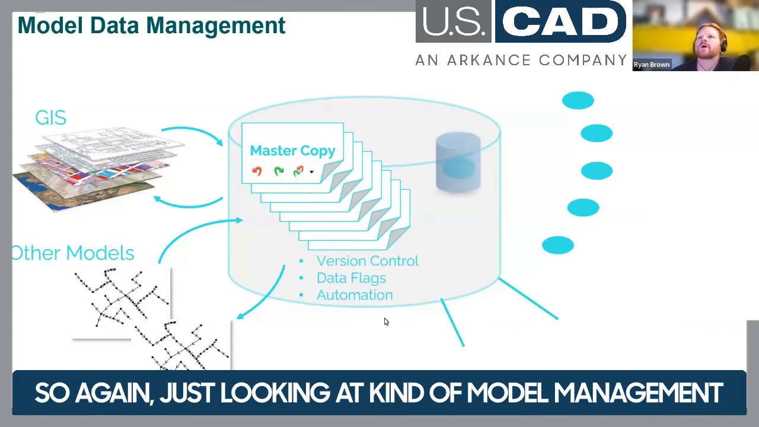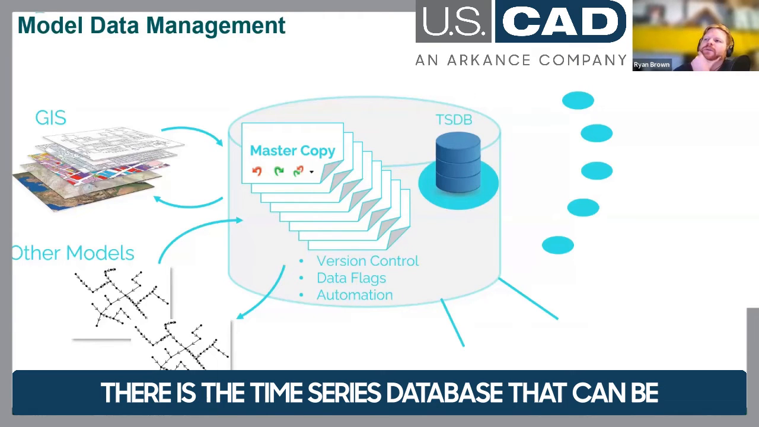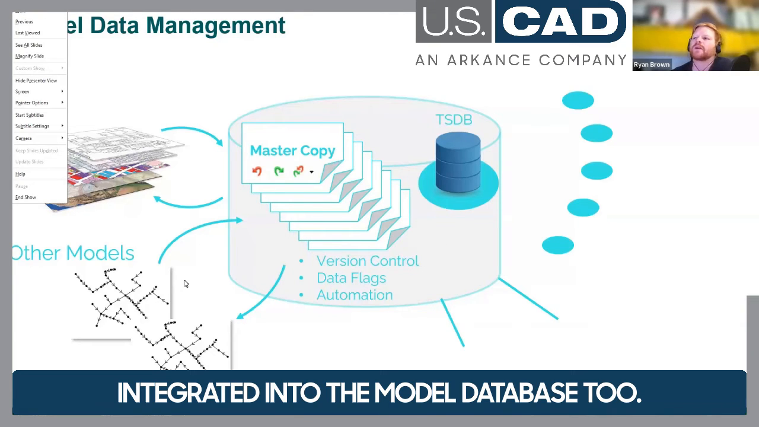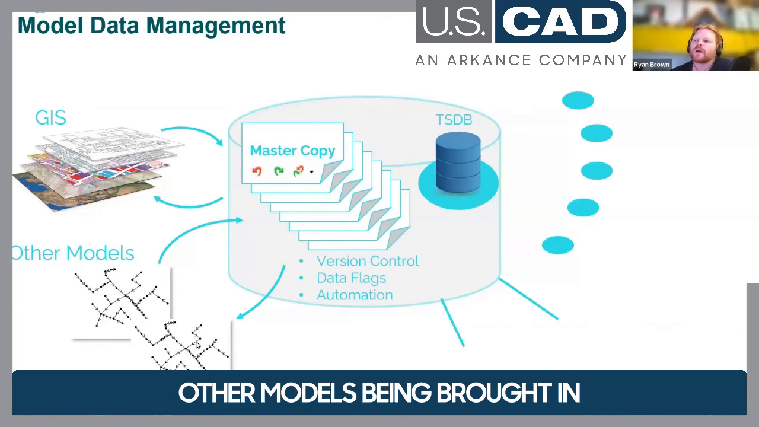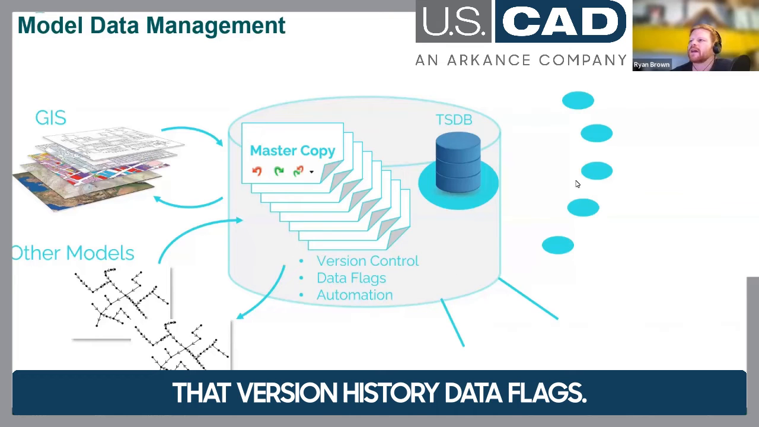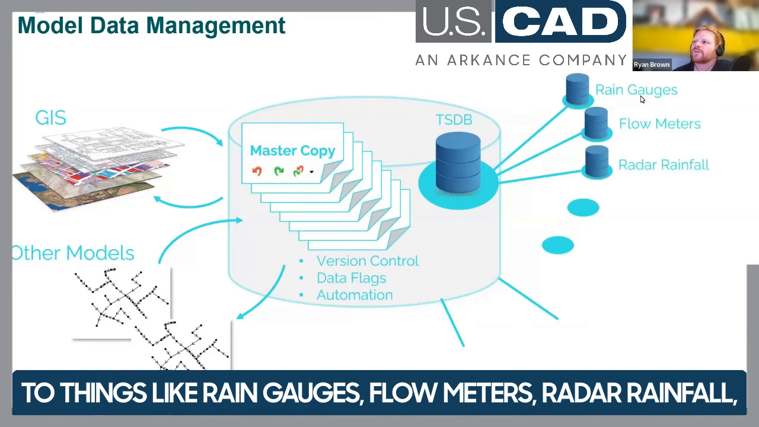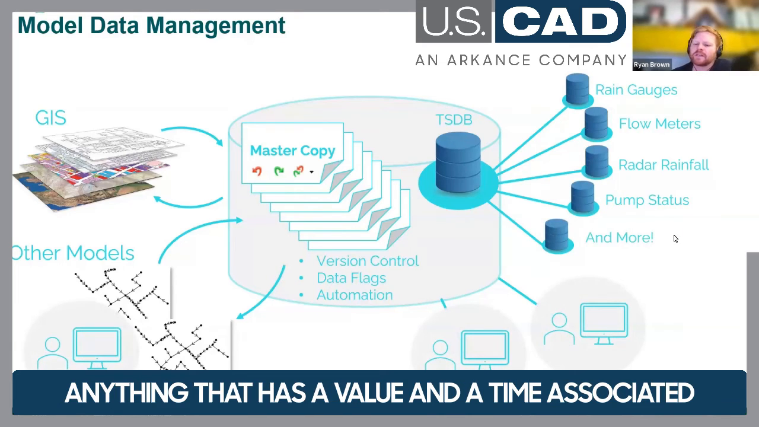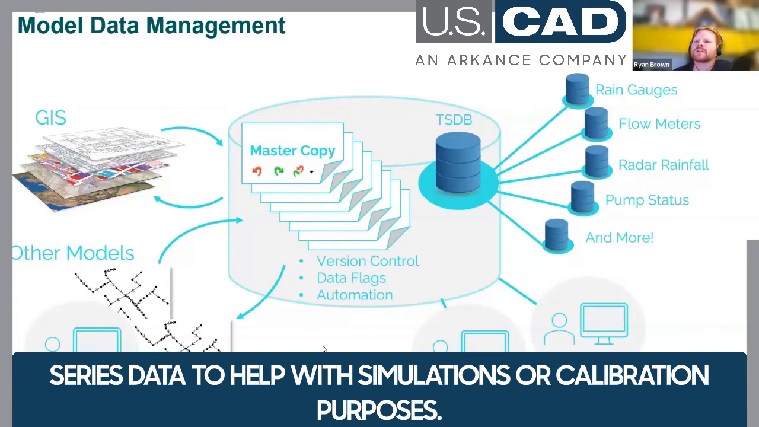So again, just looking at model management of everything, I did mention a little bit earlier, there is the time series database that can be integrated into the model database too. Again, just a central hub for GIS data, other models being brought in, that version history, data flags. The time series data allows you to link directly to things like rain gauges, flow meters, radar rainfall, pump status, and really just about anything else, anything that has a value and a time associated with it, that can be integrated as time series data to help with simulations or calibration purposes.